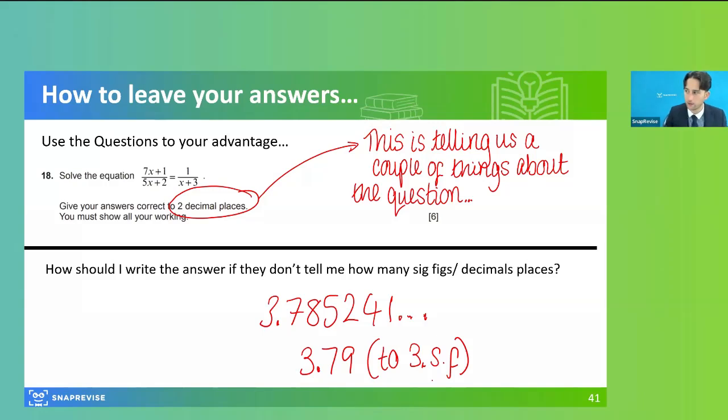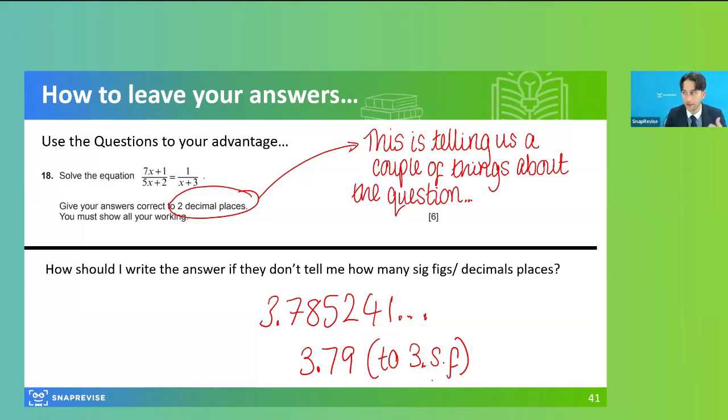You tell the examiner, I'm not wrong according to this. I've rounded it this way. You didn't tell me how to round it, so I'm telling you how I've rounded it, and I'm not wrong according to that level of accuracy. That can be really, what's the word I'm looking for, empowering, because you're in control. If they haven't told you how to round it, you make a sensible decision. You make the executive decision, and you just tell them in a little bracket, I've rounded it this way.